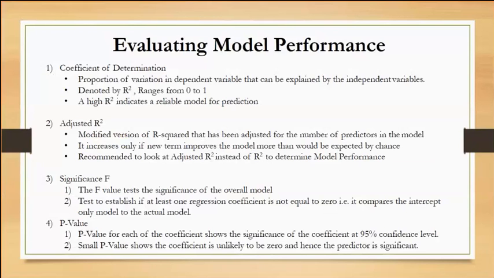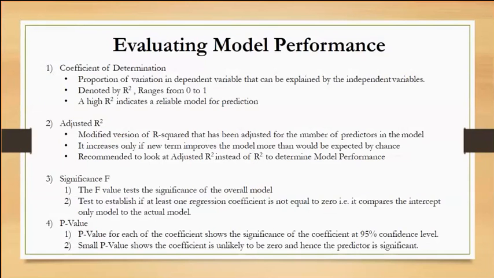The next measure is adjusted R square. So it is a modified version of R square that has been adjusted for the number of predictors in the model. It increases only if the new term improves the model more than you would expect by chance. Meaning, if you keep adding more and more predictors to your model, you will generally see an increase in R square. This could just be a chance increase rather than a real relationship. So adjusted R square accounts for this. You won't see adjusted R square increasing by much when you add more and more predictors which have no real relationship to the dependent variable.